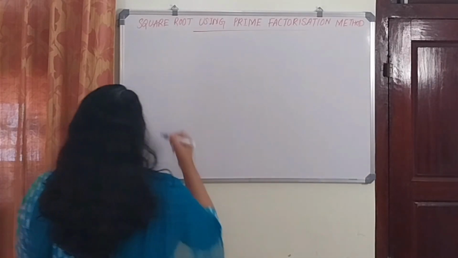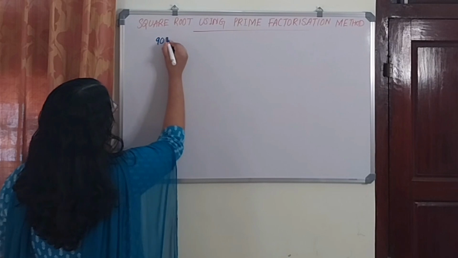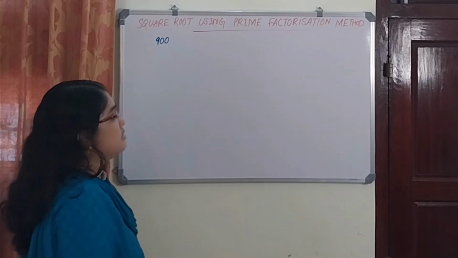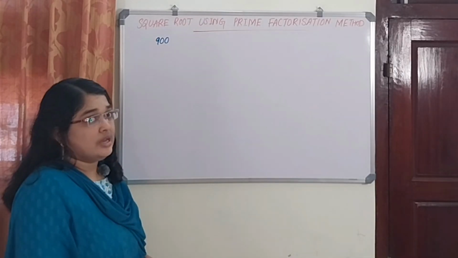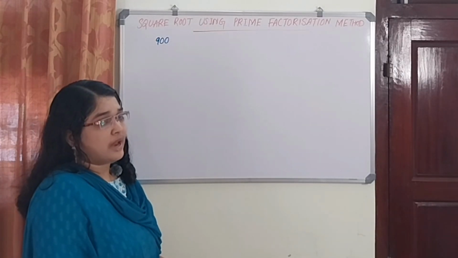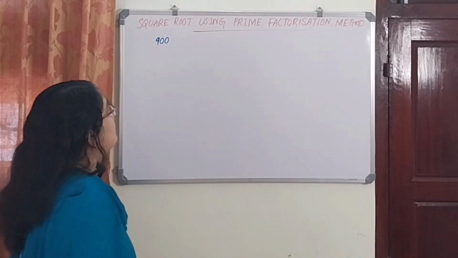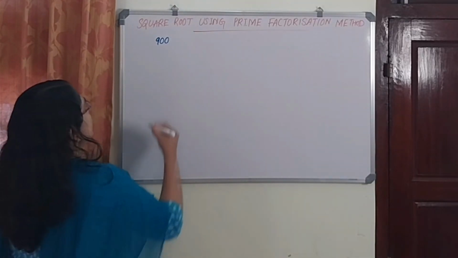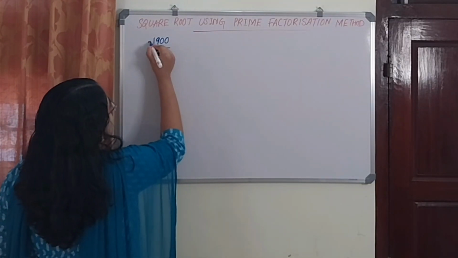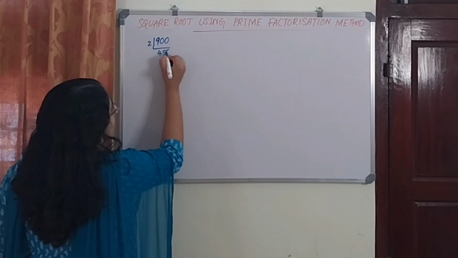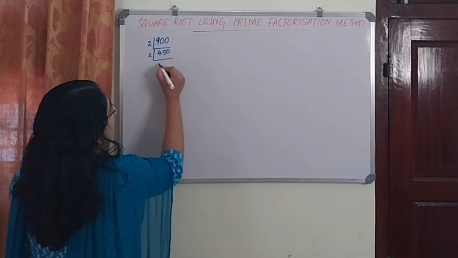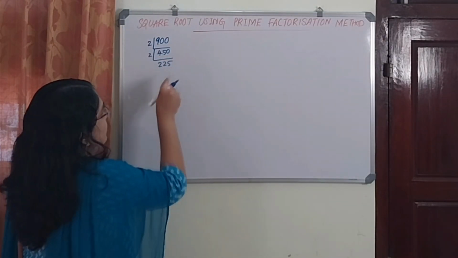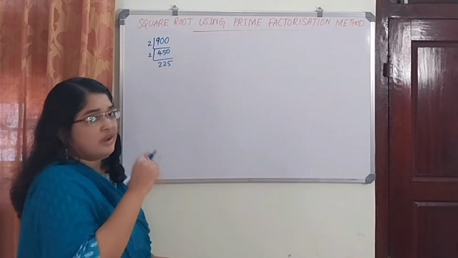First of all, we take the example of 900. We have to divide this number using its prime factors. First of all, we check the availability of the smallest prime factor, that is 2. This number is even, so we can divide it by 2. We get 450. Again, we got an even number, we can divide it by 2. We get 225. This is not an even number, we cannot divide it by 2.